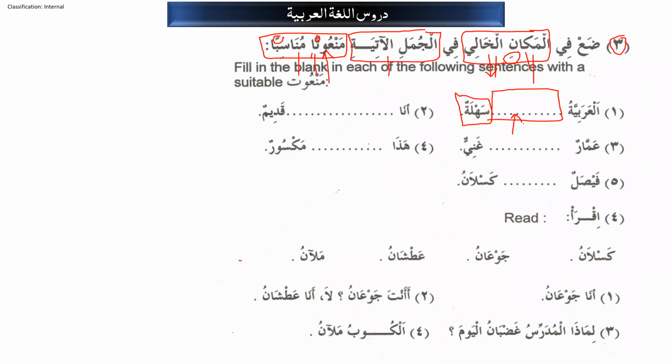So sister, continue. العربية لغة سهلة. Arabic is an easy language. Continue. Second one, أنا تاجر قديم. I'm an old merchant. Good, continue. عمار طبيب غني. Ammar is a rich doctor. هذا قلم مكسور. This is a broken pen. Good. فيصل طالب كسلان. Faisal is a lazy student.